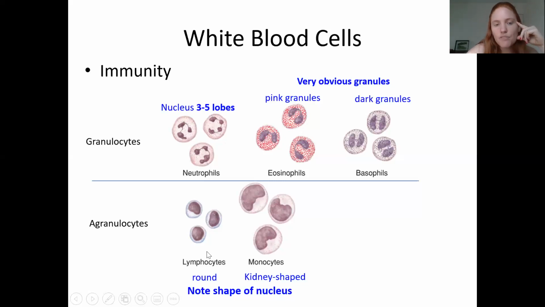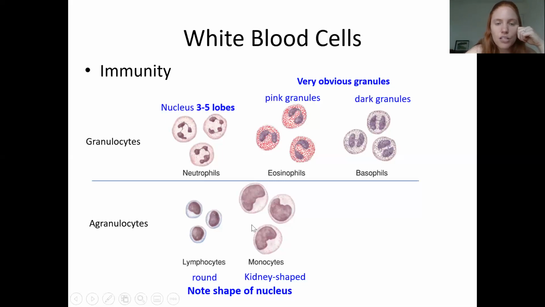Whereas the lymphocytes and the monocytes are agranulated, and whenever you see an A at the beginning of a word, that means it's missing whatever's after it. So agranulocytes are cells that miss the granules. So they won't have any granules, but the better way to distinguish these is to look at the shape and size of the nucleus. If the nucleus is very, very round, and it takes up most of the cytoplasm because the cell itself is small but the nucleus is nice and big, that's going to be a lymphocyte.